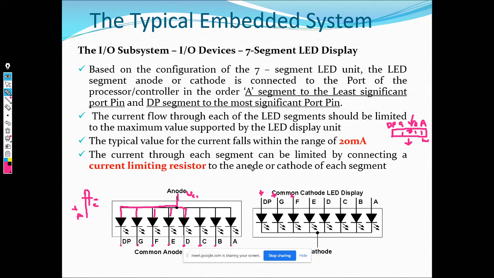the current through each segment can be limited by connecting a current limiting resistor. So you connect a resistor to the anode or cathode of each segment, to make the circuit complete, to have the forward bias circuit.